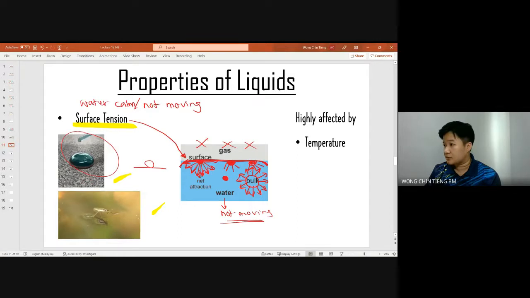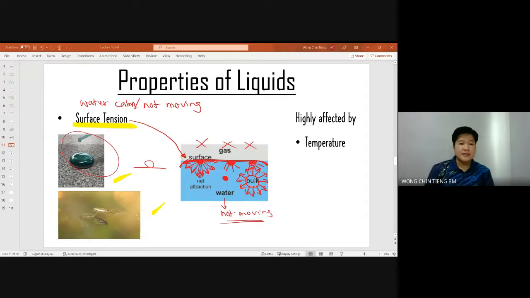Crash tiba-tiba. Okay. And kita nak sambung sikit. And Iman nampak lah ke? Dah ke tak?